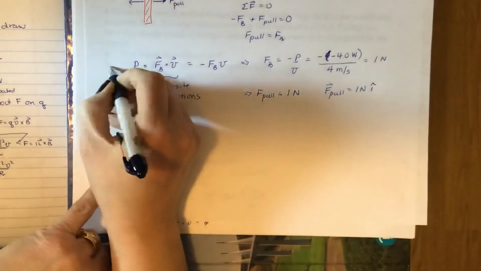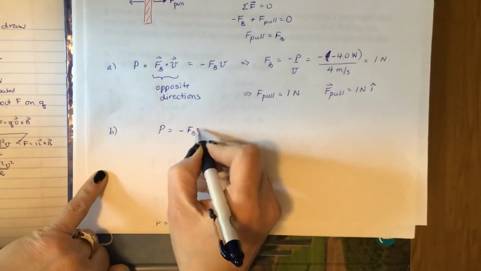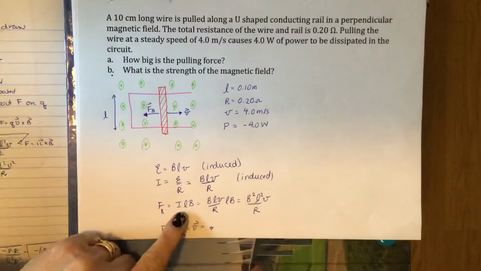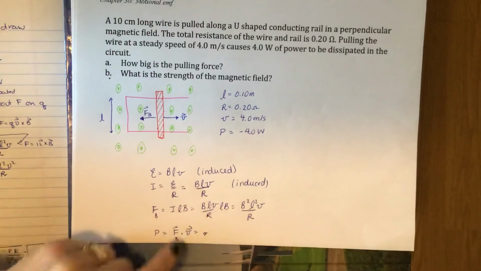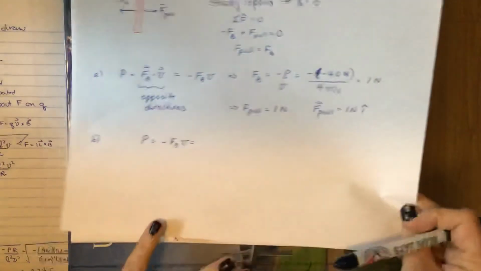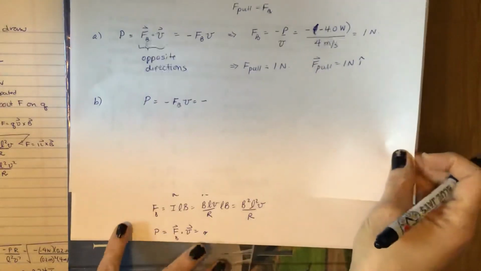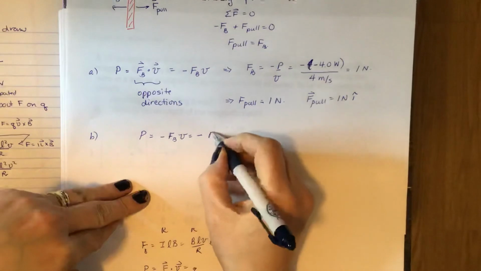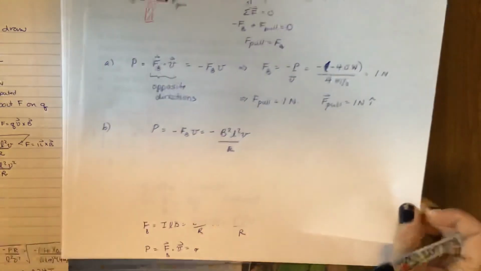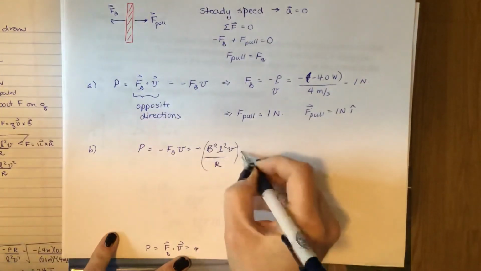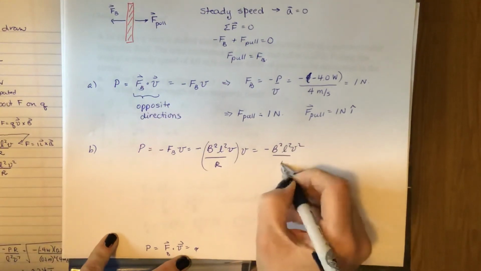So that was part A, this is part B. Power is equal to minus F_B times V. F is equal to I times L times B. I is potential over resistance, and potential is BLV, so we get this expression for our force. So we get minus B squared times L squared times V over R. There's our force, multiply that by V, so we get minus B squared L squared V squared over R.